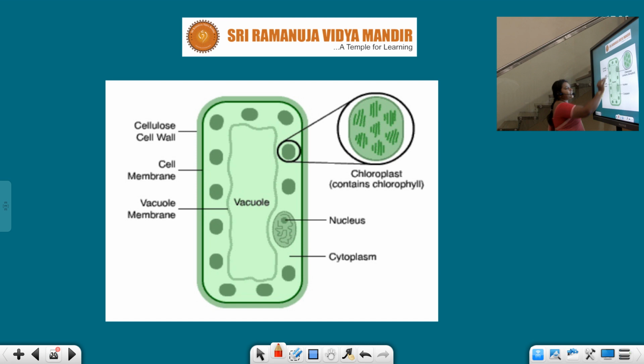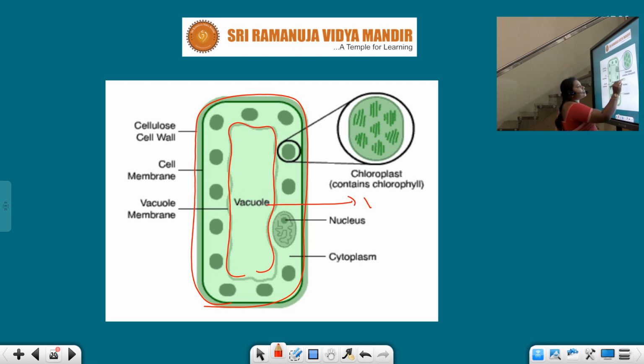Now let us study about the plant cell. See students, this is the plant cell. At the center we have the vacuole. So what is this? Vacuole. And the nucleus is present at the peripheral portion of the cell. Because of the presence of this big vacuole at the center, which occupies the majority of the cell, the nucleus is located at the peripheral region of the cell.